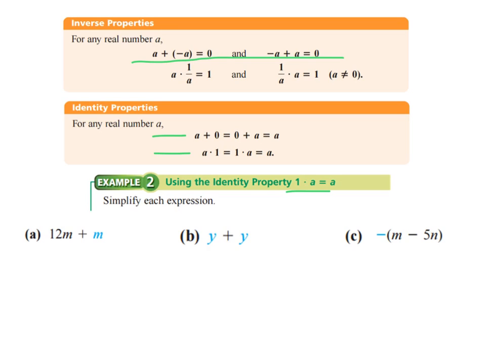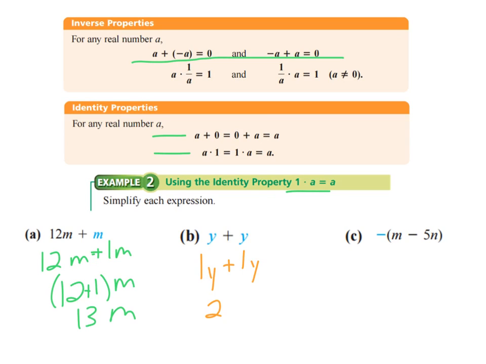Sometimes people struggle with 12m plus an m, but if you think of the m as 1m, that can help. Then you can see that you're really going to add the 12 and the 1 together and get 13m as the result. Likewise with the y plus y, it's really 1y plus 1y for a grand total of 2y. And we can think of the negative as a negative 1, and then we can distribute that through, so we get a negative m plus 5n. So again, just kind of helps sometimes to be able to see that in a little bit different way.